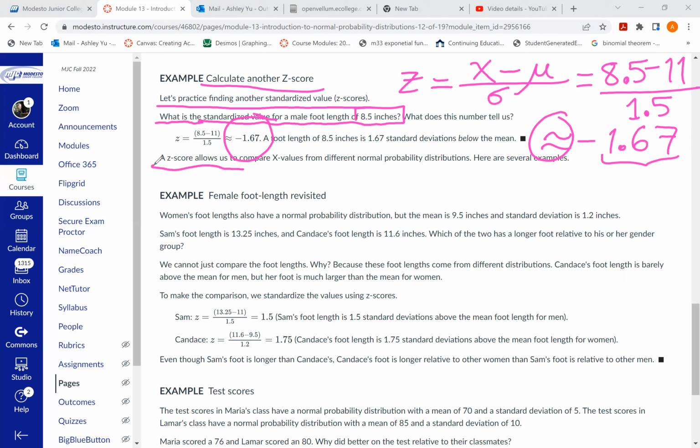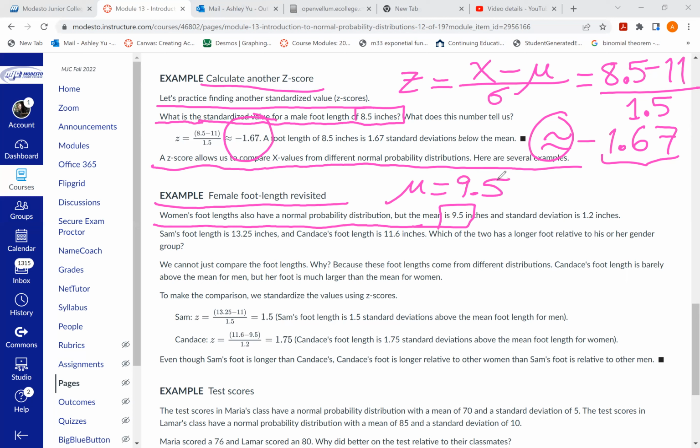A z-score allows us to compare x values from different normal probability distributions. Here are several examples. For one example, female foot length revisited. Women's foot lengths also have a normal probability distribution, but the mean is 9.5. Okay, I got to remember that. Mu, I'm sure I'll be using that to do something, 9.5. And the standard deviation, this new one, still talking about foot length, but now it's for females, so it's a little different, is 1.2, not 1.5 like male.